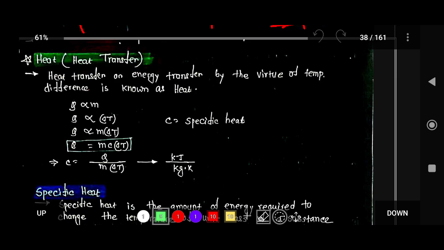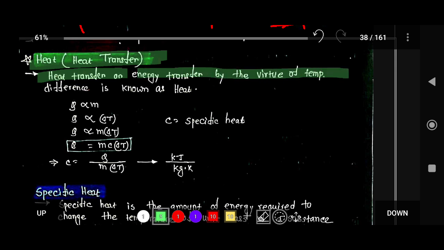Today's topic is heat, or you can say heat transfer. So let's try to understand what heat transfer is. Energy transfer by virtue of temperature difference is known as heat. So what is heat? Energy transfer by virtue of temperature difference is known as heat.